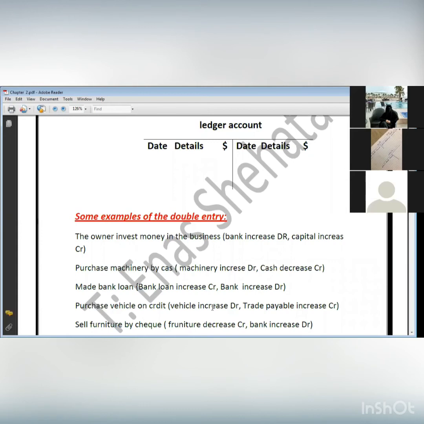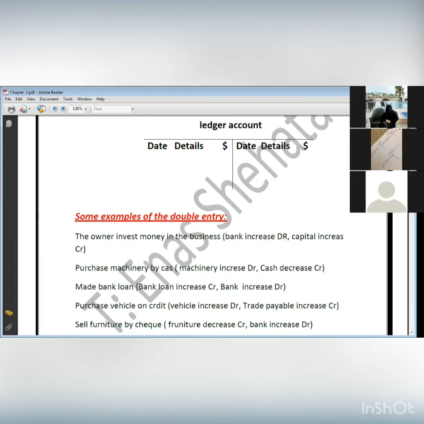Why? Because liabilities, as we said, are the things that you have to pay back. So now, I have more trade payable. I have more money that I have to pay back in the future. So what happened to trade payable? Increase. Trade payable is a kind of liabilities. Liabilities is what? Liabilities is credit. So when credit increases, it remains credit.